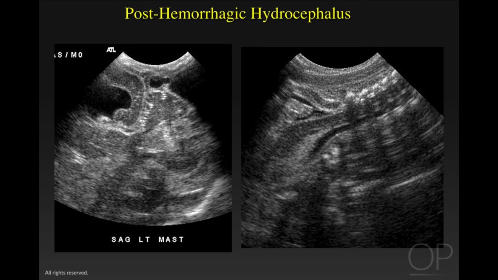Here is an example of post-hemorrhagic hydrocephalus. The image on the left is a mastoid view where we can see a dilated fourth ventricle completely filled with clot. The image on the right, however, is a sagittal midline foramen magnum view that gives us additional information, showing that the clot is mostly filling the fourth ventricle, but the fourth ventricle is extending inferiorly to the cervical medullary junction. We can also notice echogenic material in the prepontine cistern that is consistent with subarachnoid hemorrhage in this cistern.